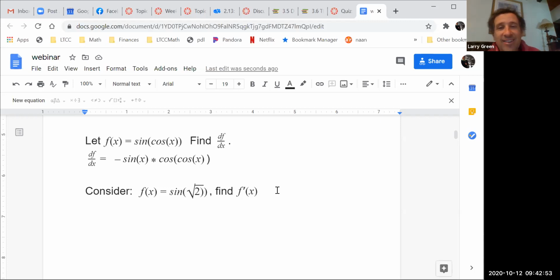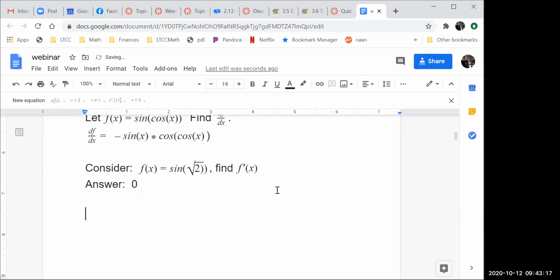Why is the answer 0? We have a constant. Derivative of a constant is 0. There's no x's. The derivative is 0, period. Got it? I'm not sure if you were thinking about that when you came up with your question, sine of root 2, or maybe you wanted to give a trick question. But that just has 0. So the answer is just 0.